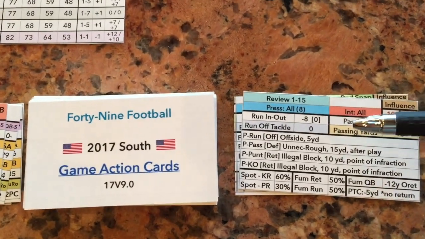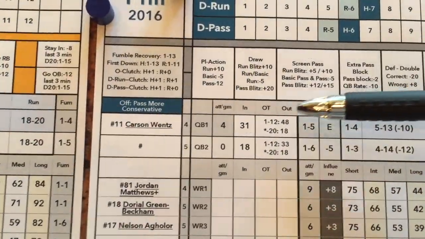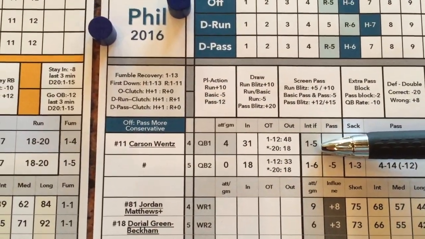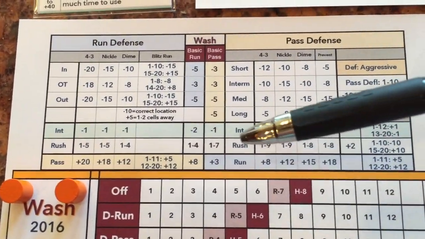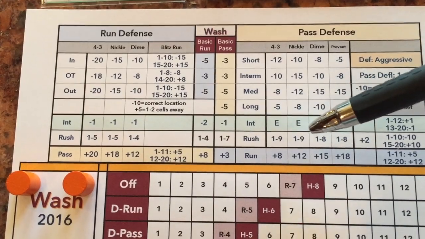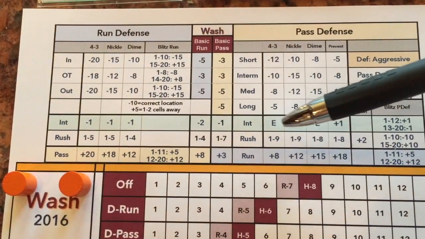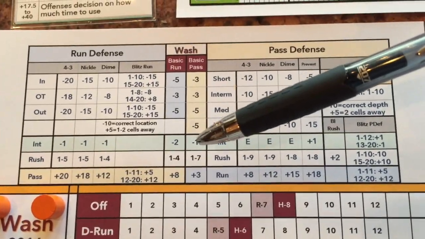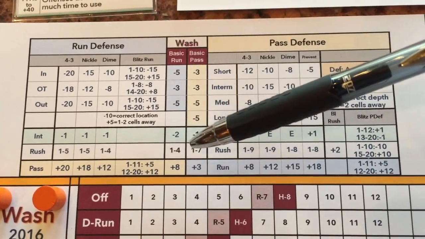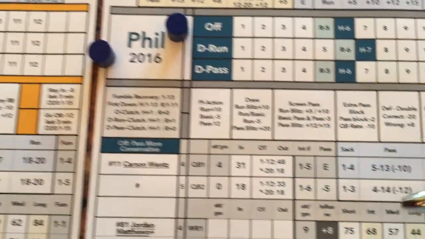And remember to resolve if there's an interception. So Carson Wentz, his interception rating number is a 1 to 5. There's a chance with the defense that you're going to influence that as well. You can see Washington doesn't have a lot of influence. It did not have a lot of interceptions. So depending on what they played, they're going to influence actually in his favor. So if they played a basic run, his interception rating would be 1 to 3 instead of 1 to 5.